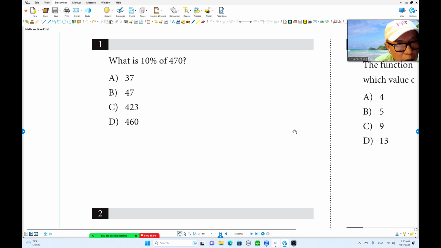Actually, you don't need any work. Take a look, first one. What is 10% of 470? 10% is 0.1. 0.1 times 470 is what? You don't need any work over here. Just 47 is the answer. Or you can use a calculator if you want. All right, 0.1 times 470.